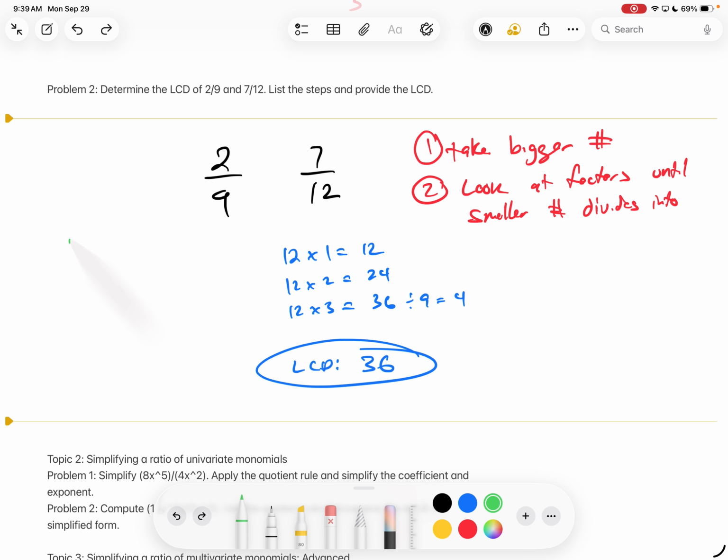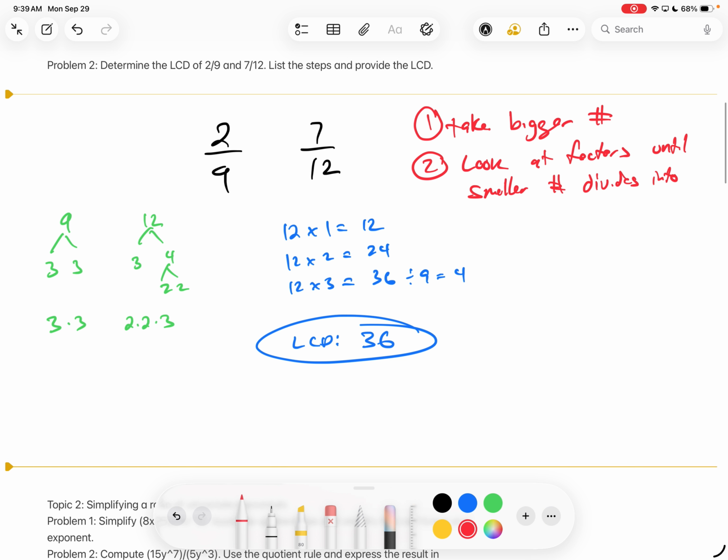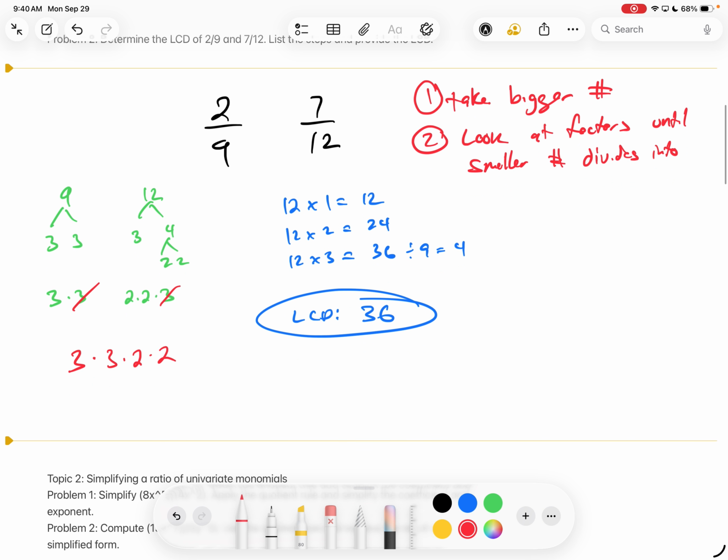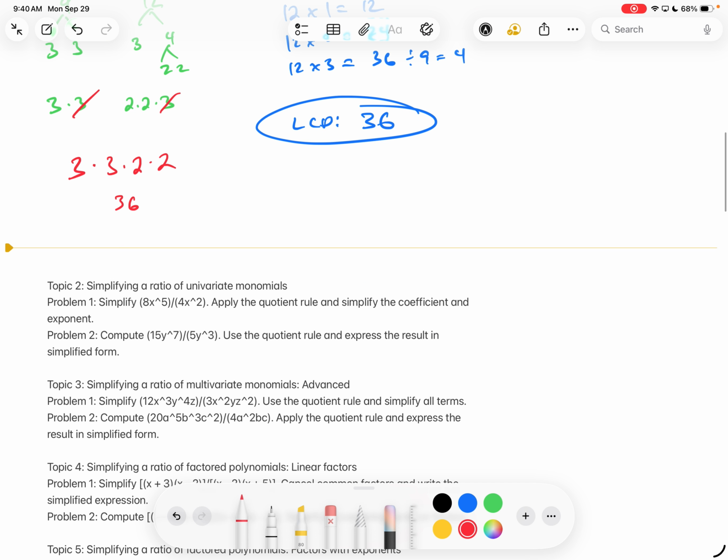The other way to do it is you break it down into your factors. There is a reason I'm going to do it this way. 3 times 3 is 9. 2 times 2 times 3 is 12. You write what they share once, and then you write everything else that they have. So 3 times 3 times 2 times 2 would be 36. But if they share it, you only write it once. We will use that concept later on.